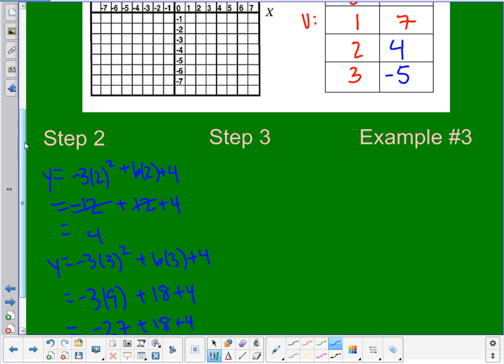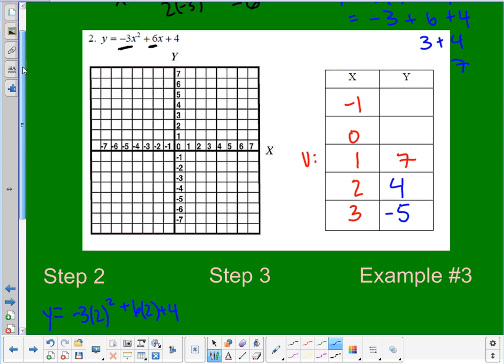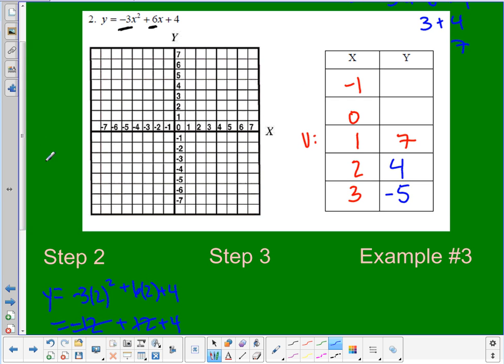Okay, so now we have to go back and plug in that 0 and that negative 1 as well. The 0 is actually pretty easy, because when I plug in 0 for x, both of those first two terms are going to cancel out, because multiplying by 0 makes them go away. 0 squared is 0, 0 times negative 3, gone. 6 times 0, gone. I'm left with just the 4, so that helps.